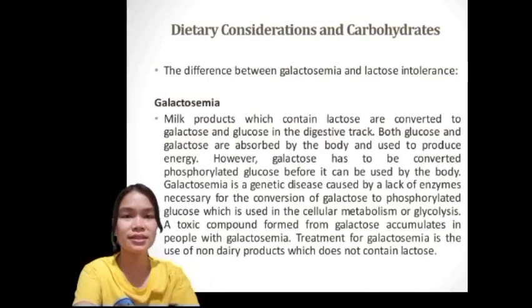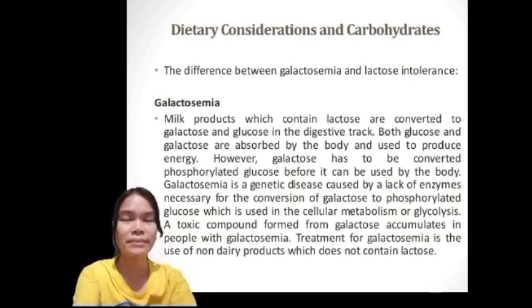Galactosemia is a genetic disease caused by a lack of enzymes necessary for the conversion of galactose to phosphorylated glucose, which is used in cellular metabolism or glycolysis. A toxic compound formed from galactose accumulates in people with galactosemia. Treatment for galactosemia is the use of non-dairy products which do not contain lactose.